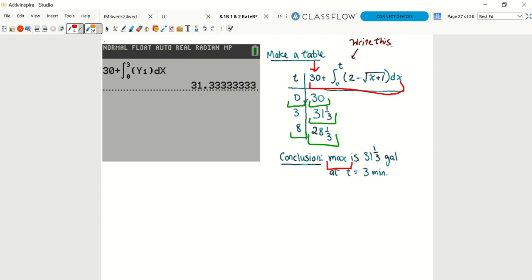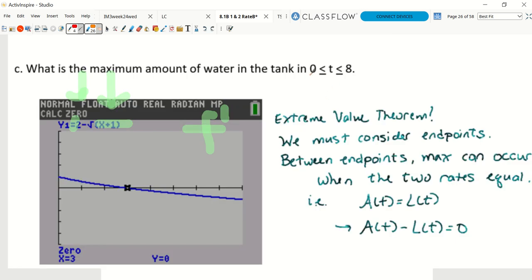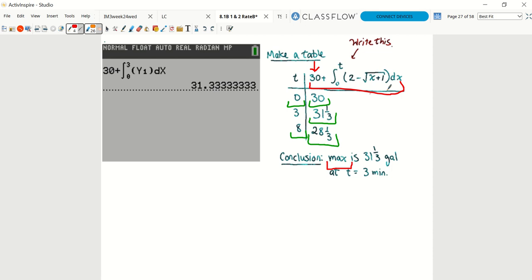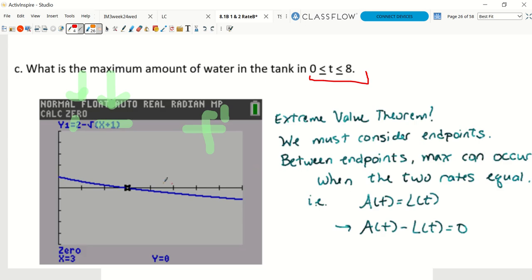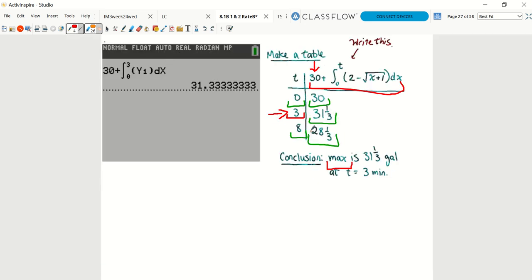So we plug in the endpoints. Remember, 0 to 8 is your interval here. You plug in the endpoints into this on your calculator. Remember, you go to math option 9 usually, and plug in 0 and 8 for t separately. Do this once with 0, do that one with 8, and you get these two numbers, 30 and 28 and a third. And then why do we plug in this 3 right here? That was the x-intercept exactly right here. You plug in that 3 and you get this. So what's your max out of these three numbers? 31 1/3. Are we good?